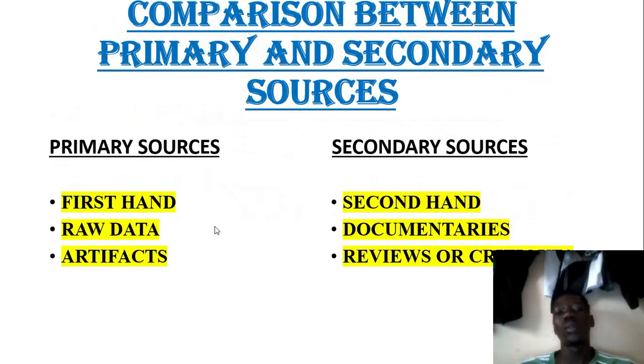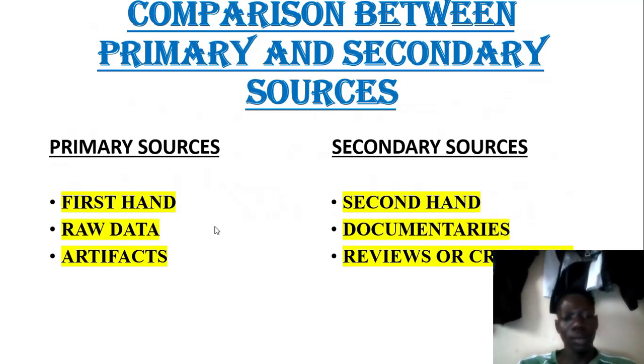So as you can see here, the comparison between primary and secondary sources, as we have seen, primary sources are first hand, secondary sources are second hand. As we have said, this one is a first hand event. It happened on the event. Then this one is a remake of what happened first.